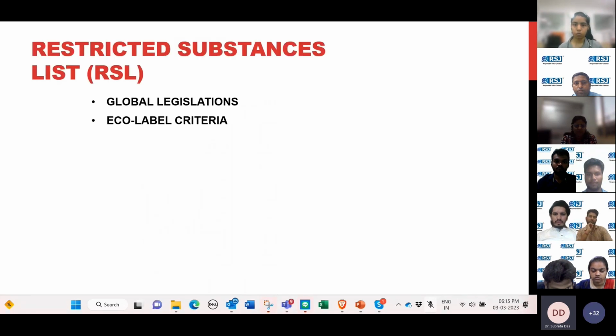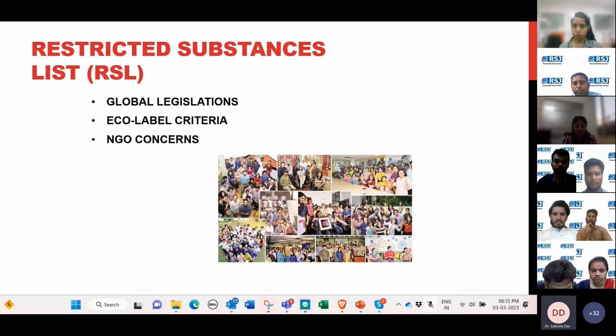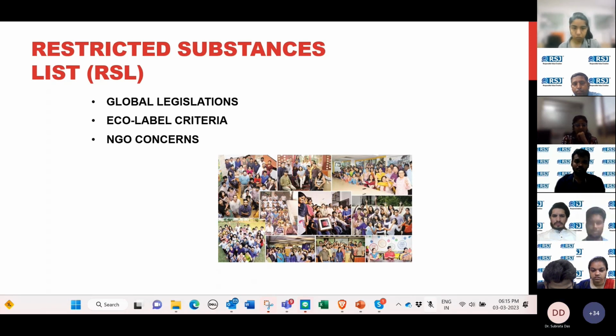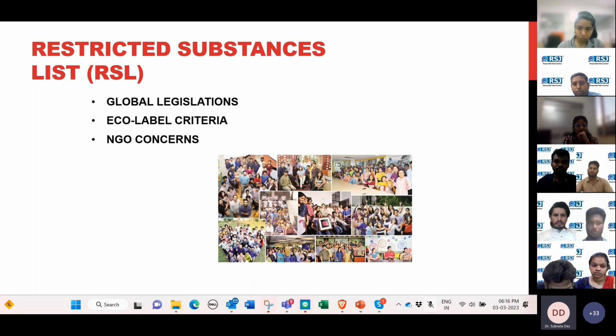Global regulations of the US are different, Europe is different, Korea is different, Taiwan is different, Japan is different. So different countries have different kinds of legislations. The second point comes from the eco level criteria, different eco levels, as we'll see later, which have to be fulfilled. And the third one is very important: the NGO concerns. Sometimes different NGOs are operating in this industry.